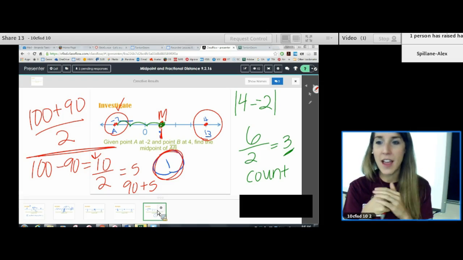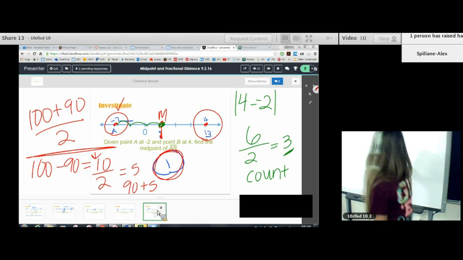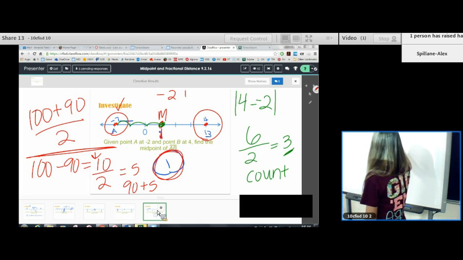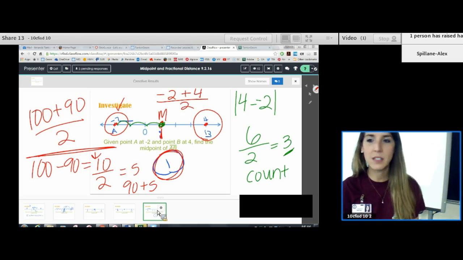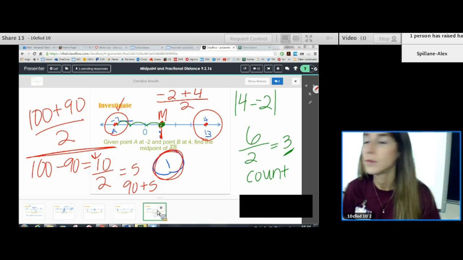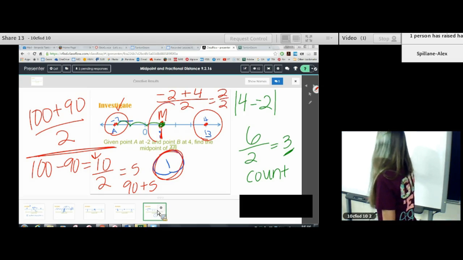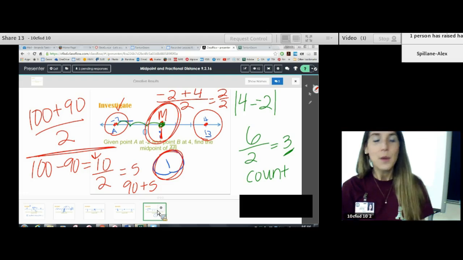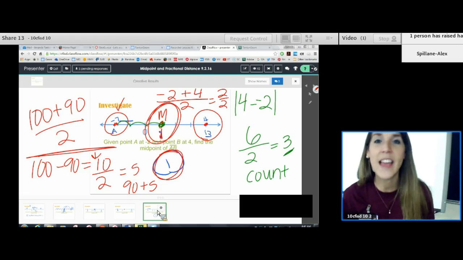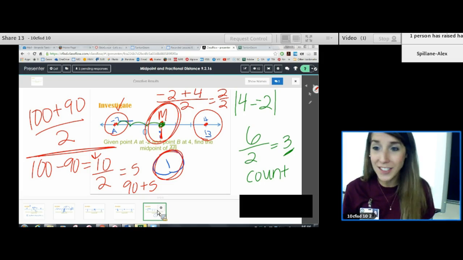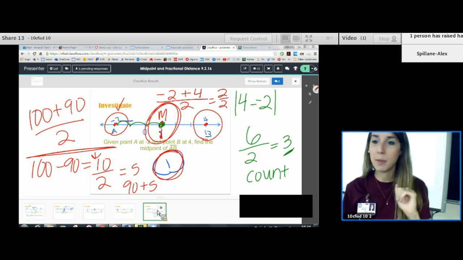Could you have done this on that number line? Add up the endpoints and divide by 2. What's -2 plus 4? It's 2. What's 2 divided by 2? Oh my goodness, it's 1. So no, you don't need to find the length and divide the length by 2 and then add it. I don't want you to find the length at all today. I want you to simply find the average, find the middle.